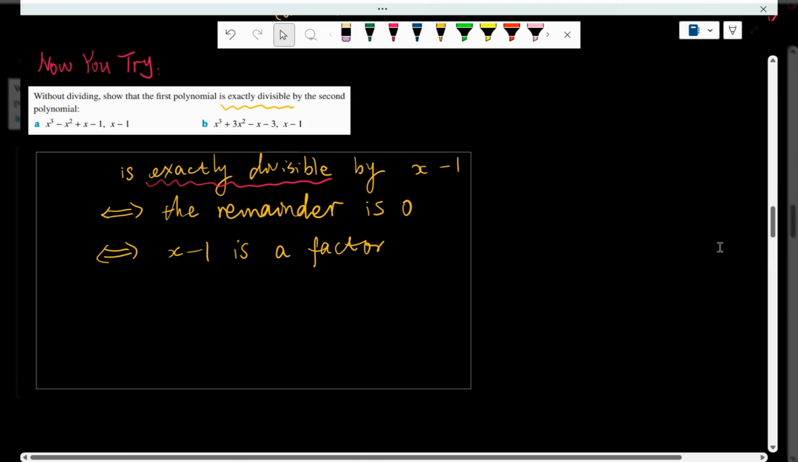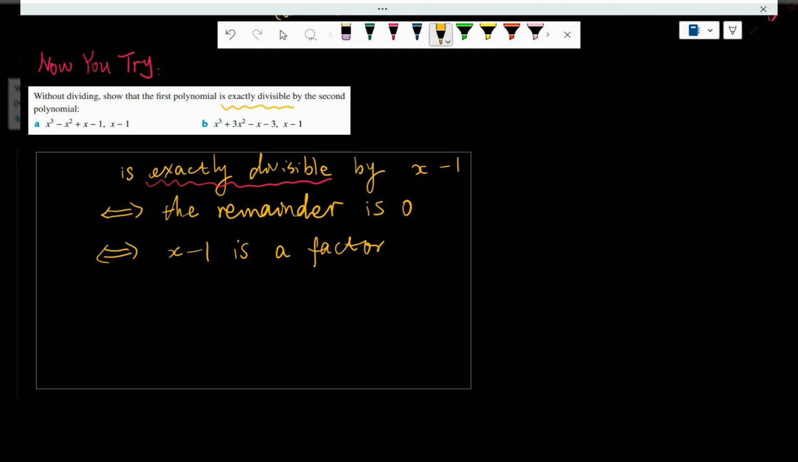For non-linear, it is very similar to the previous example. We only have to pay attention to whether the expression is exactly divisible by the second polynomial, x minus 1. It means that when divided by x minus 1, the remainder is equal to 0, or x minus 1 is a factor. Then by the factor theorem, we only have to check whether f of 1, also p of 1, is equal to 0 or not. And that's all.